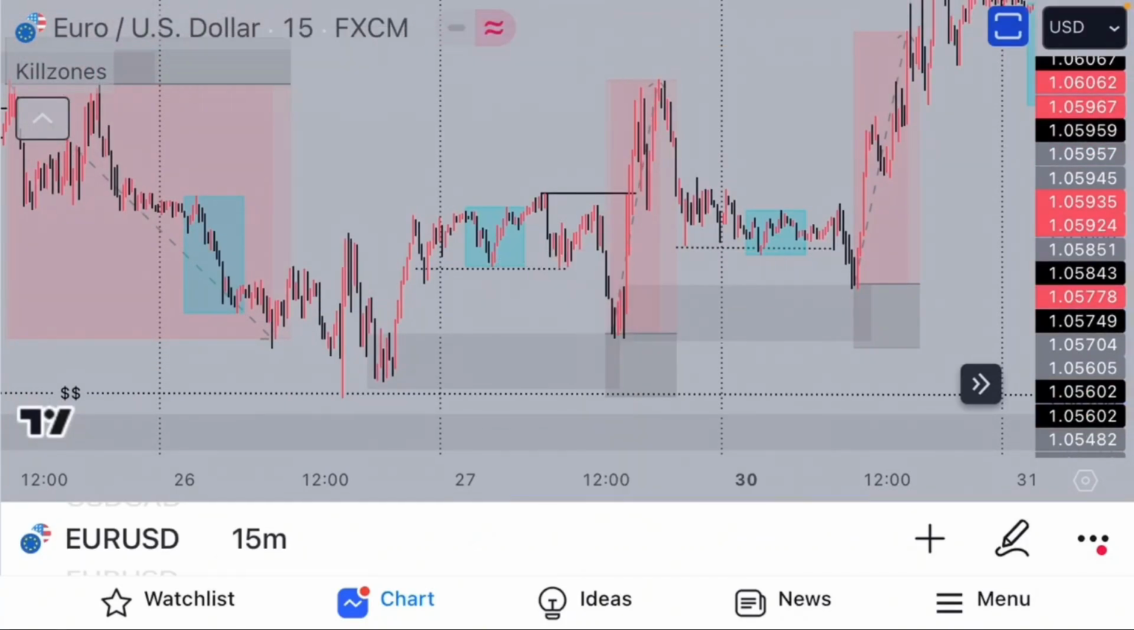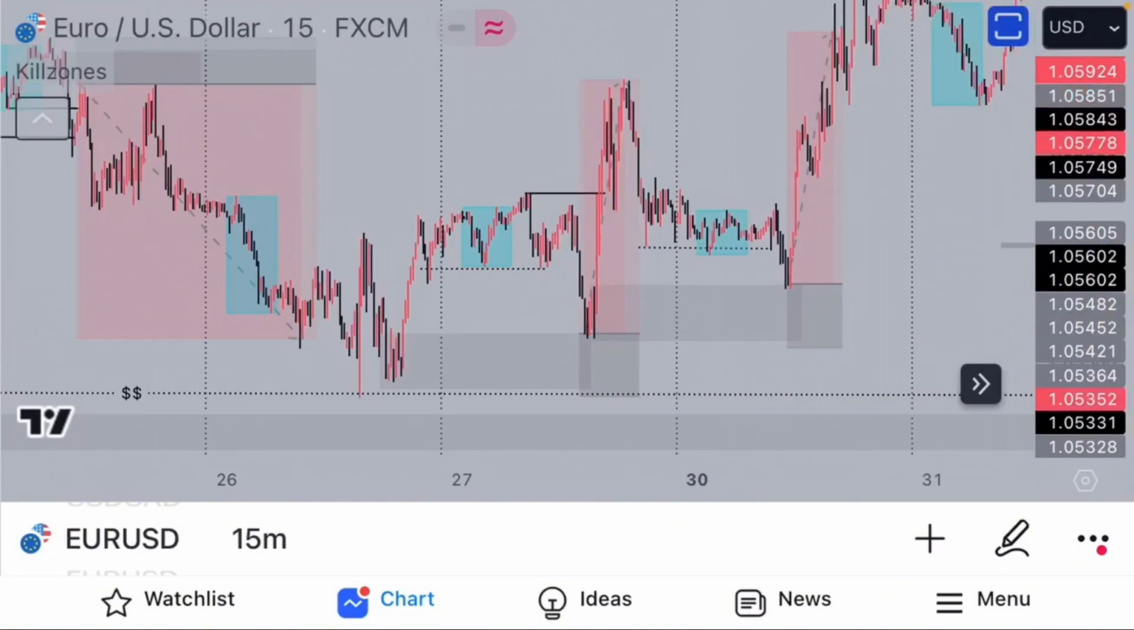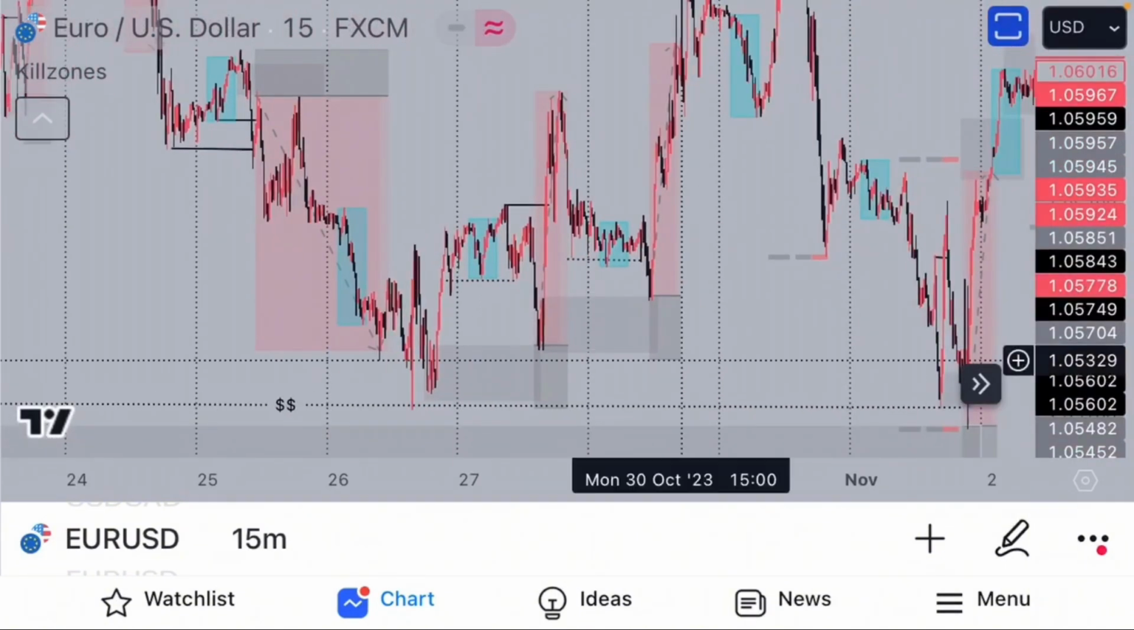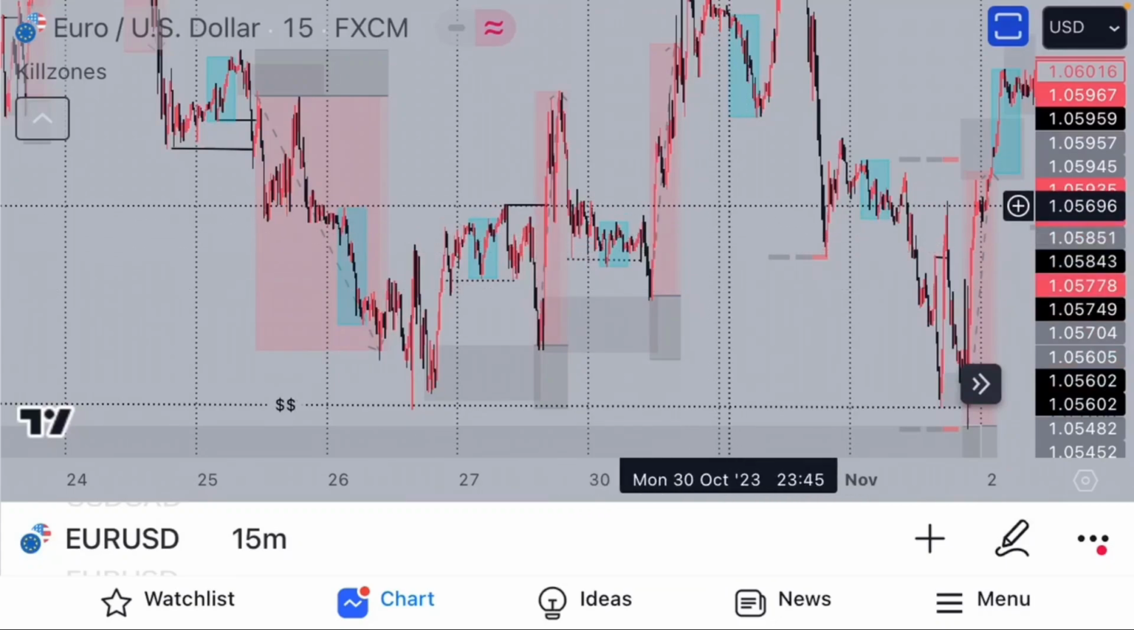You can see this one, 15 pip, and these are called reversals. These are called low reversal entries.